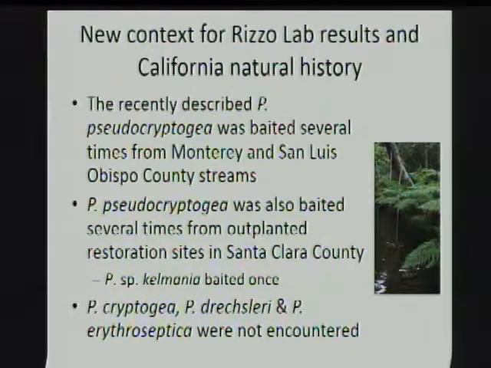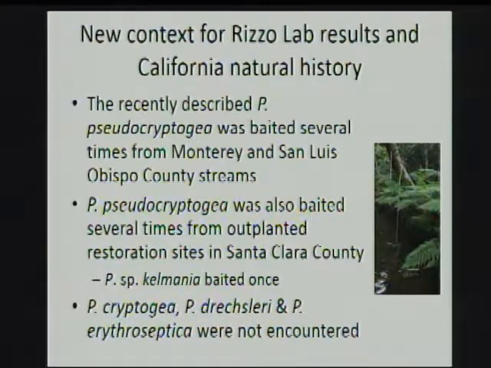So we have an ongoing stream monitoring project to look for the movement of the sudden oak death pathogen, and we have a lot of diversity from that project, including members of this complex. But when I looked at it, all of the strains were this new species, Phytophthora pseudocryptogea.